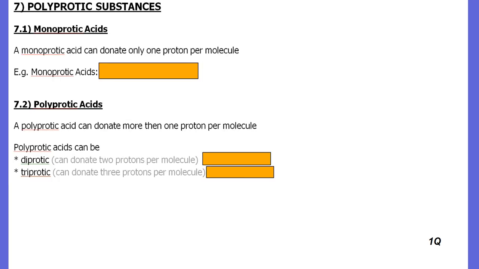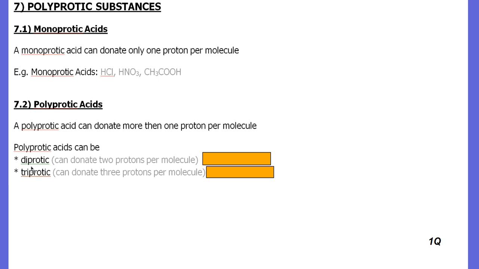So what's a polyprotic substance? Well, before we look at that, what's a monoprotic substance? A monoprotic acid can donate only one proton per molecule, and some common examples are hydrochloric acid, nitric acid, and acetic acid. And don't forget that's the one hydrogen there on the carboxylic acid group that can donate the proton. So they're monoprotic acids, mono meaning one. But a polyprotic acid can donate more than one proton per molecule.